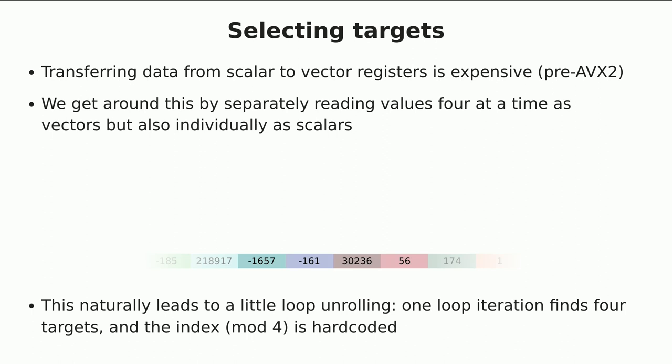So the thing about this is that we need to use a scalar to compute our hash function, but we need to use a vector to compare. And moving between the scalar and the vector unit, particularly if you're not going to use more later instruction sets, is very expensive. So I'd prefer not to do that. The way I'm going to do that is to just load 4 vectors at a time from the table and keep these in one register.